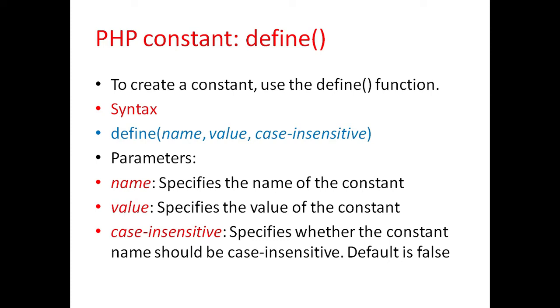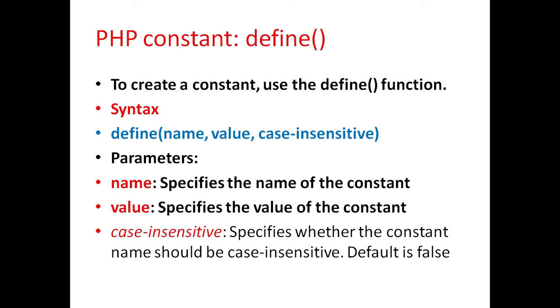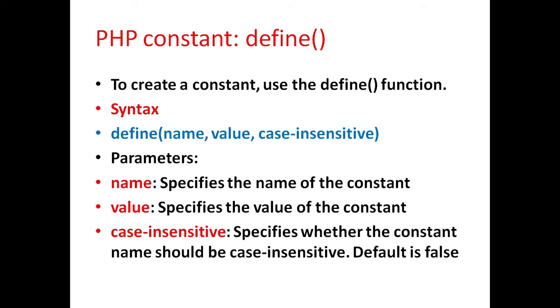First we will see defining a PHP constant with the define function. The general syntax for creating a constant using the define function is define(name, value, case_insensitive), where name specifies the name of the constant, value specifies the value of the constant, and case_insensitive specifies whether the constant name should be case insensitive. Default is false.